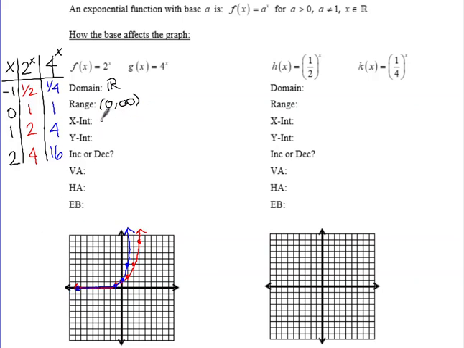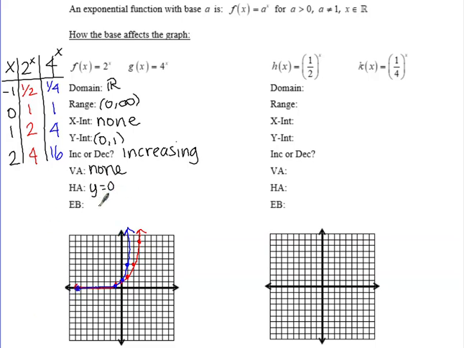We do not have an x-intercept. We do have a y-intercept at 0, 1. Both of these graphs are increasing. We do not have a vertical asymptote, but we do have a horizontal asymptote at y equals 0.